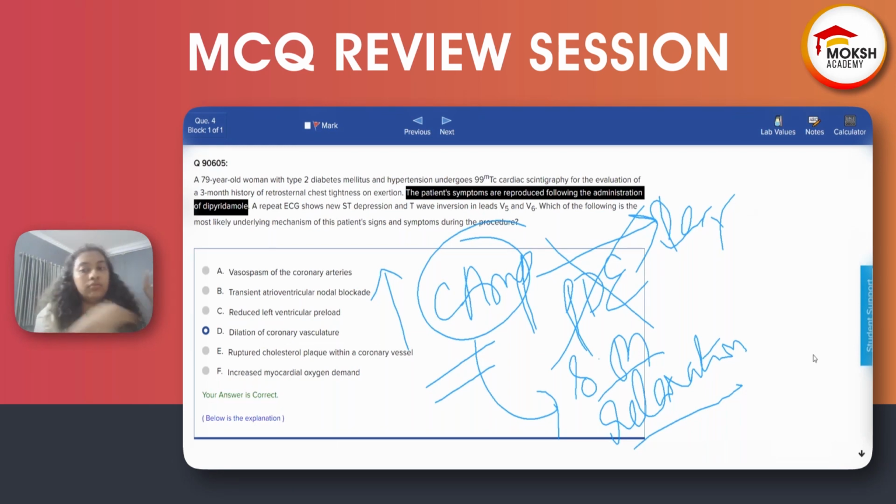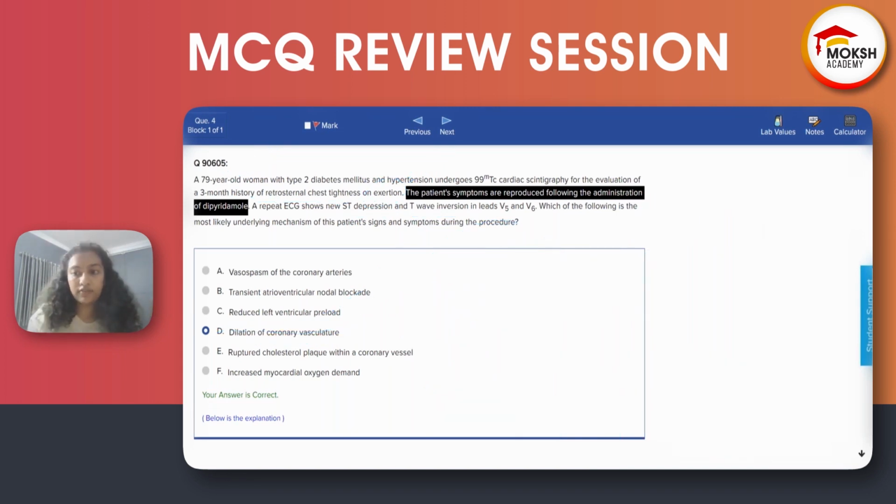So now we know the mechanism of the drug already. It causes dilation of coronary vasculature, right? Now, why is it used in cardiac stress testing? What the question tells is the patient is already having chest pain on exertion, so I think he's having stable angina. Now he's given dipyridamole, and now he's having new ST depression and T wave inversion. So there is some kind of ischemia happening after giving dipyridamole. This is called pharmacological testing. Now, why is this happening?